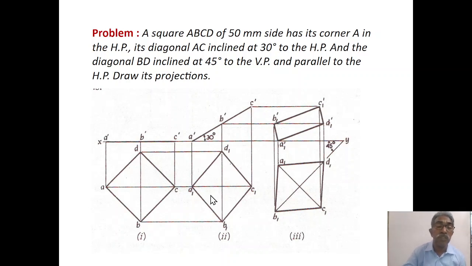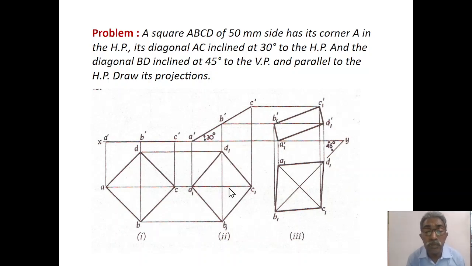Now this reduced figure is not the true shape of the plane. That must be the rhombus, because one of the diagonals, this vertical diagonal B1 D1, will remain the same, and this horizontal diagonal gets reduced. Therefore the diagonals are unequal. Therefore this figure must be the rhombus.